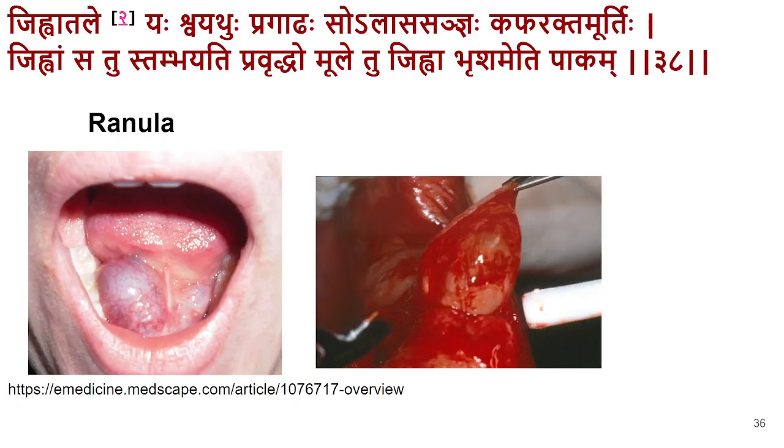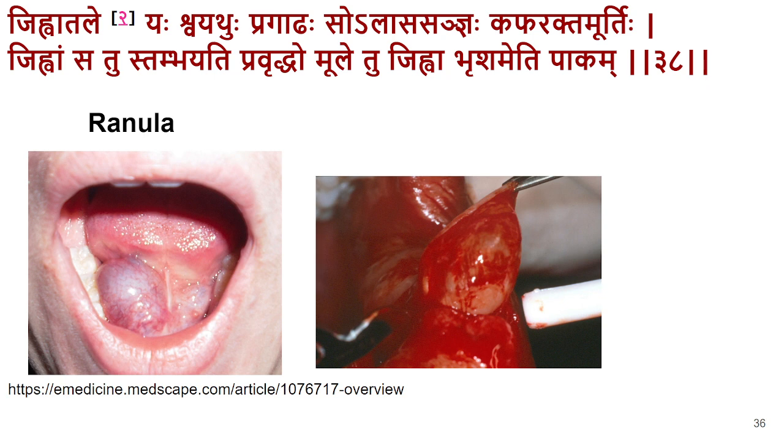Then the next is Jihvatalaya Shvetu Pragadaha, Alasa Sunyaha Kaparakta Murti, Jihvamsa Sambheti Pravurdho, Mule to Jihva Shamiti Pakam. The alasa is a condition where there would be a swelling at the base of the tongue, produced due to kapha and rakta.